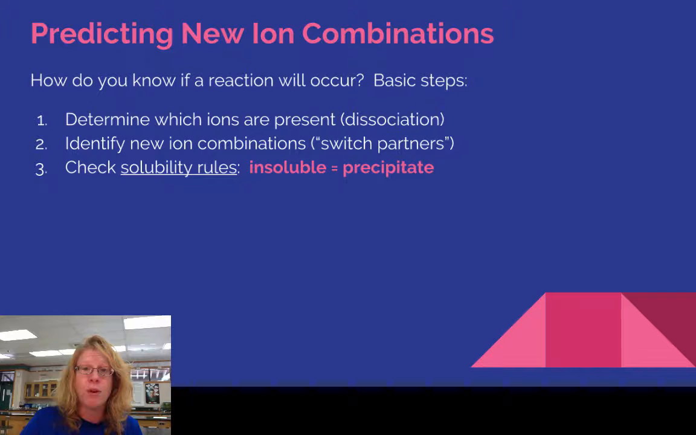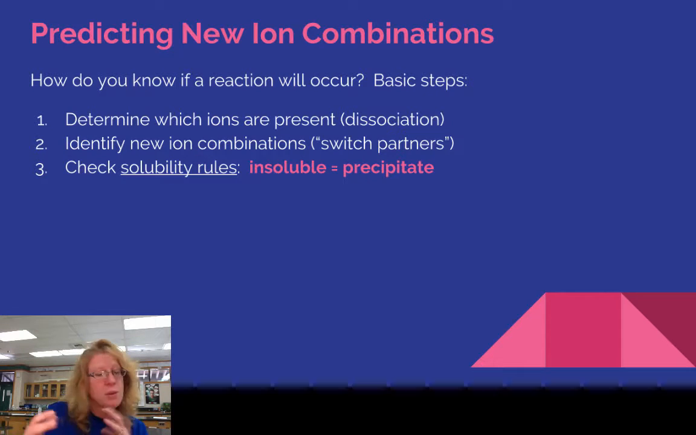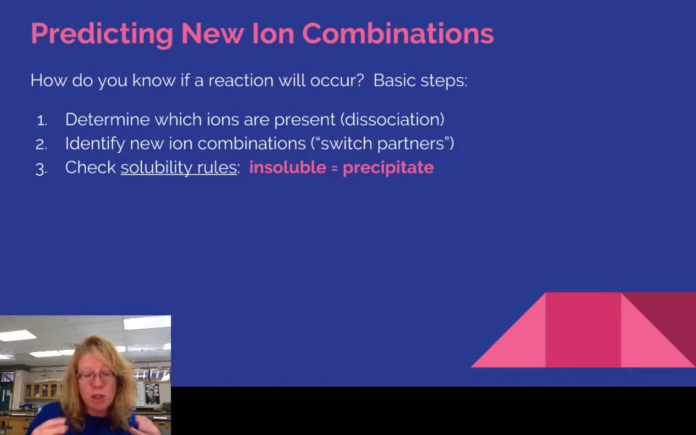So we have to look for new combinations of ions. First thing we have to know is which ions came to the party, and then we have to know the new mix and match that's going to go on here. And are any of those mixes and matches, any of those new combinations, insoluble? In other words, so strongly attracted that they form a solid and fall out of solution.